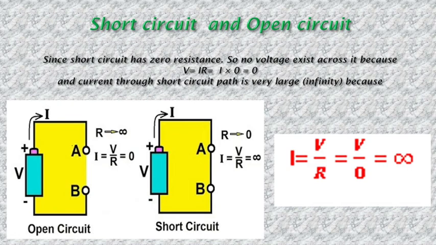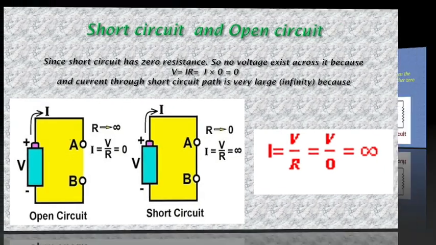Then open circuit. An open circuit is an electric circuit that has been broken so that there is no complete path for current flow. In an open circuit, as there is no current flow, resistance tends to infinity. So R equal to V by I, here I is 0, then we get resistance is infinity. The voltage across the open circuit terminal AB is known as open circuit voltage.